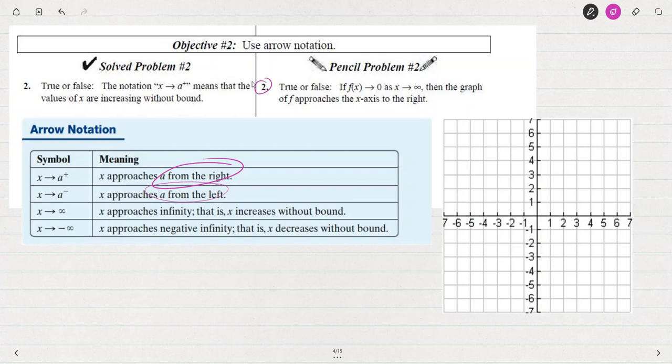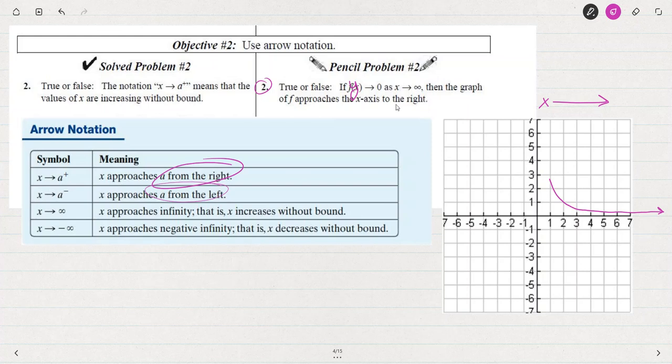And when we look at this example 2, true or false, if f of x approaches 0 as x approaches infinity, so as x is getting bigger, going this way, further and further to the right, we have f of x, y, getting closer to 0, so it might look like this. Notice that this line that I've sketched in is never going to touch the x-axis, the y equals 0 line. It gets closer and closer, but it doesn't ever touch it.